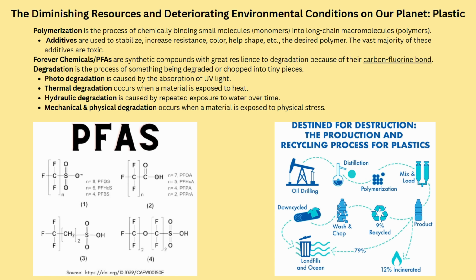This is what makes plastics last for hundreds of years not being degraded, making up the backbone of the polymer. But just like every other solid material, degradation does occur, and degradation is simply a fancy name for the process of something, or the plastic, being degraded or chopped into tiny pieces. Some of these ways include the following. So we have photodegradation, caused by the absorption of UV light or sunlight. We have thermal degradation, which occurs when a material is exposed to heat. We have hydraulic degradation, which is caused by the repeated exposure to waves or water over time. And we have what is known as mechanical and physical degradation, which occurs when a material is exposed to a physical stress, such as pressure.